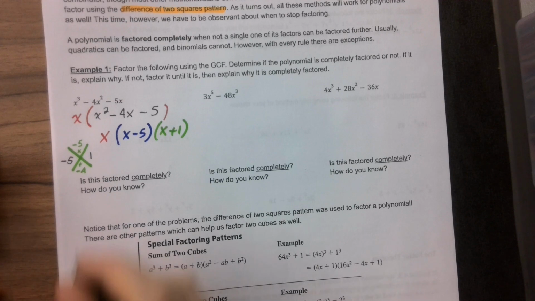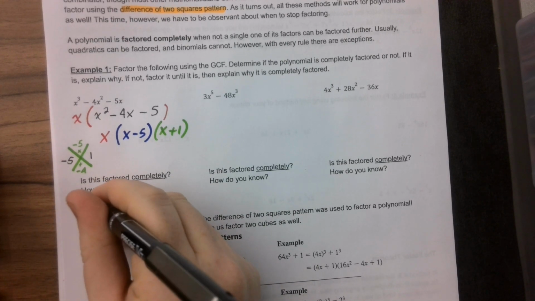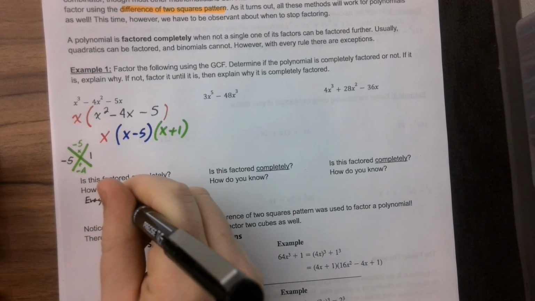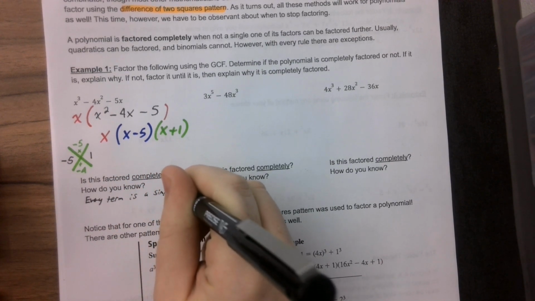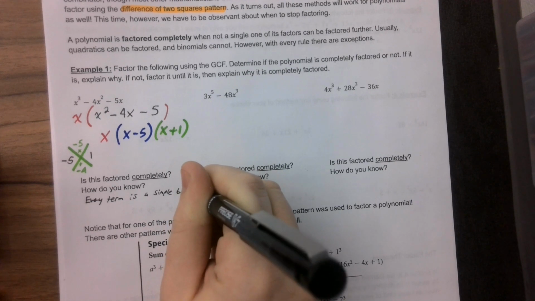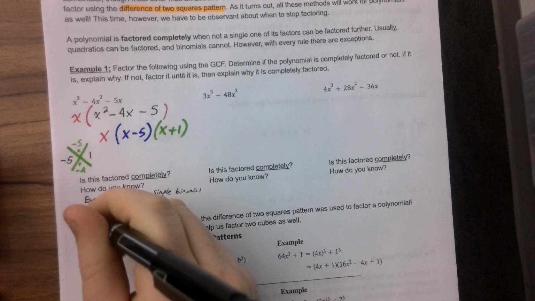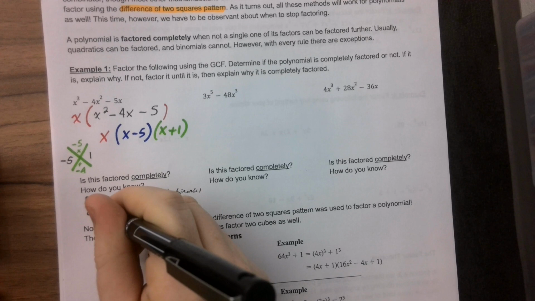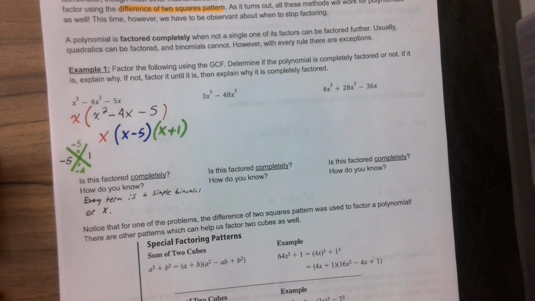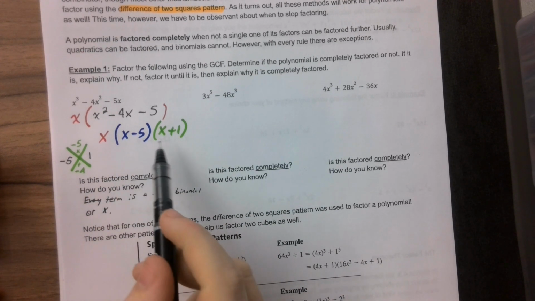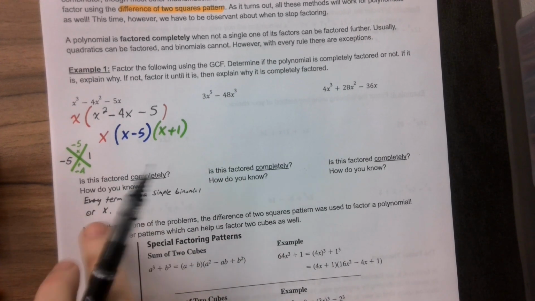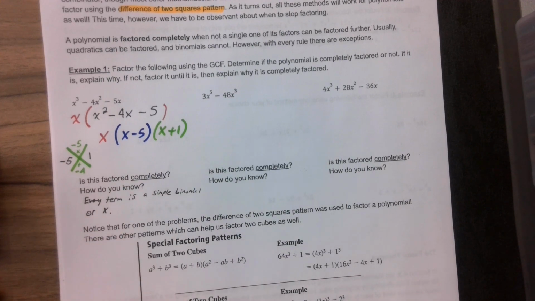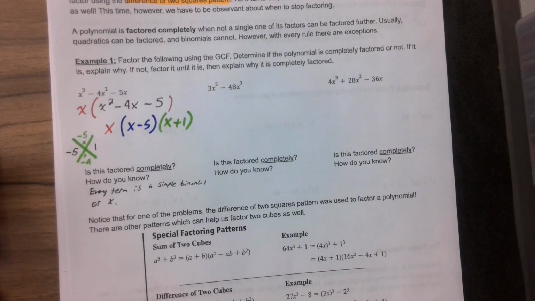We know we're done since every term is a simple binomial, so like these ones, or x. We're done because all of our terms end up being simple binomials and our x term. There's no copy and paste answer to tell if it's factored completely. We just have to say, okay, in this answer, I can tell that none of these can be factored, and why.